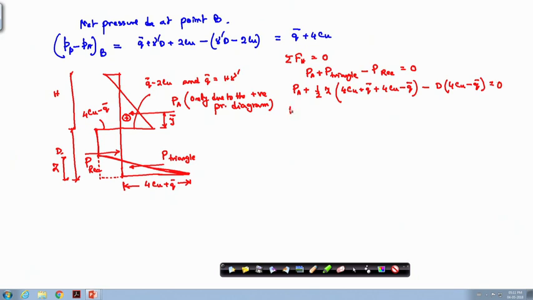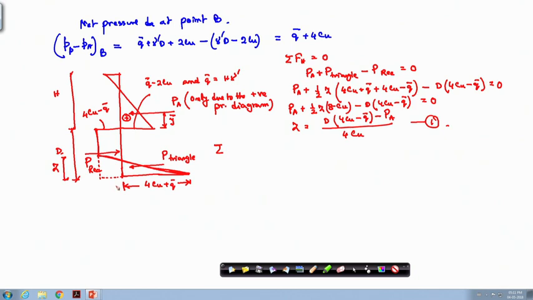Finally, if I simplify further, this is P A plus half z into 8 cu, minus d into 4 cu minus q bar, equal to 0. So the z value I get from this expression is z equals d into 4 cu minus q bar, minus P A, divided by 4 cu. This is equation number 1.